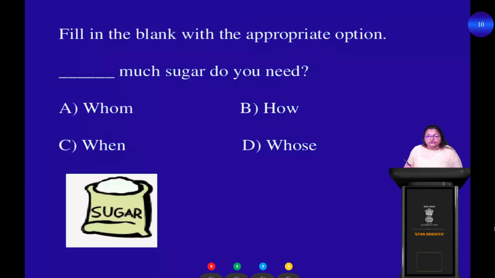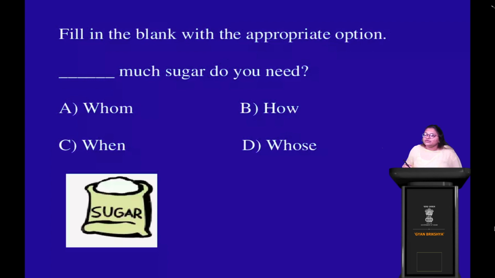Dash much sugar do you need? So whom, how, when, and whose. Which option do you think is the correct option, right? Okay. All right, very good. So the correct response is, of course, option B, right? How much sugar do you need? How much sugar do you need, right?